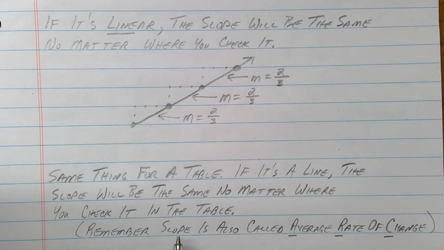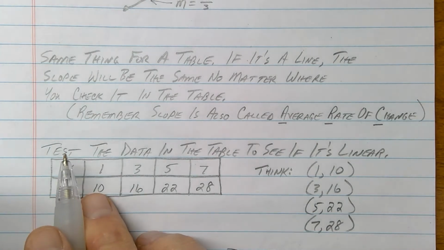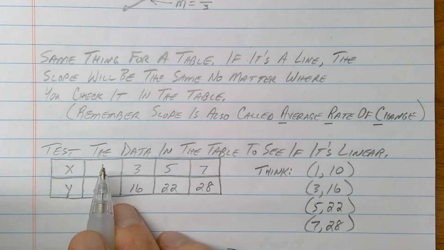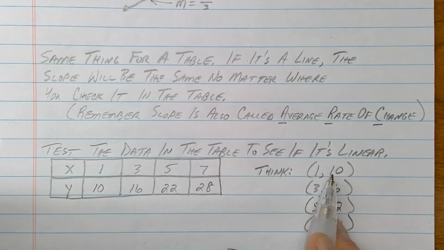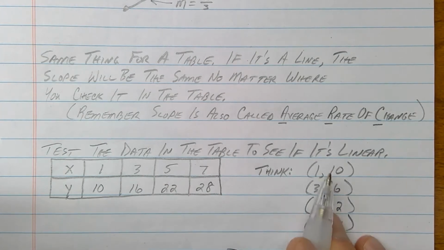We're going to talk about calculating slope in just a second. Remember that sometimes it's called average rate of change, and we'll represent that with ARC. So looking at this table, I might ask you to test these ordered pairs to see if it's linear. If I graphed these, would they all line up? Now this is an XY table. I want you to think of them as ordered pairs. So this is the ordered pair 1, 10, and 3, 16, and 5, 22, and 7, 28.